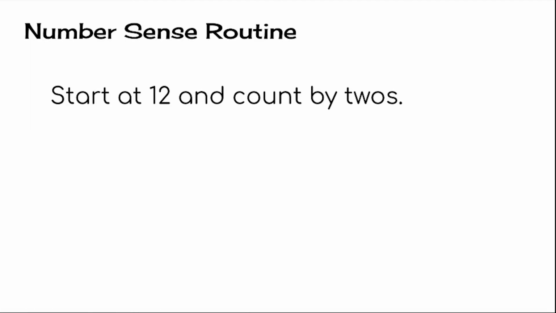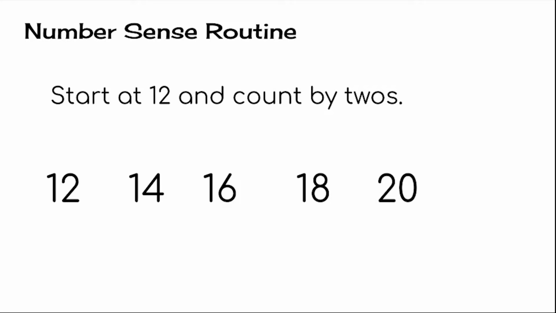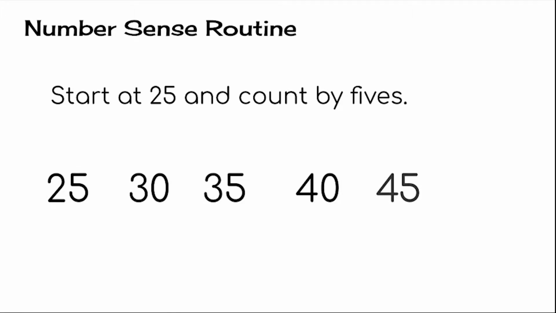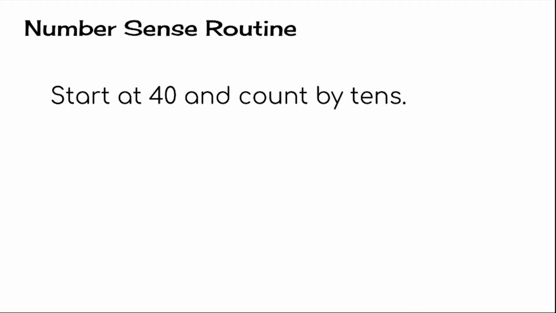Let's start today's lesson with a number sense routine of skip counting. You're going to start at 12 and count by twos. I'll put the numbers up on the screen in case you need a little help. Ready? Go ahead. Good job. Now let's start at 25 and count by fives. Excellent, nice work. And one more. Let's start at 40 and count by tens. Here we go.